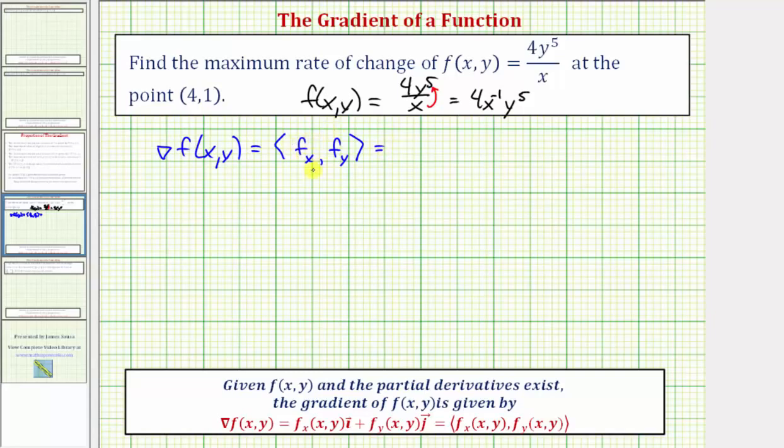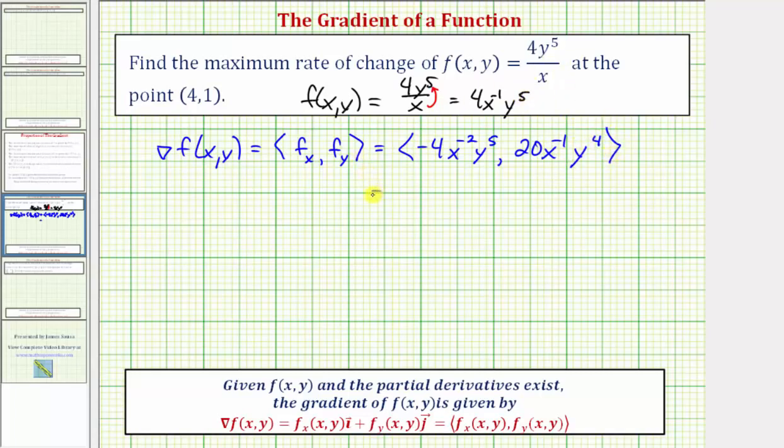So to find the partial of f with respect to x, we're going to differentiate 4x to the negative 1 y to the fifth with respect to x, treating y as a constant. So the partial derivative would be, we'd multiply by negative 1, so negative 4x to the power of, subtract 1 from the exponent, so that's negative 2, y to the fifth. And now to find the partial with respect to y, we'd differentiate with respect to y, treating x as a constant. So we'd multiply by 5, that'd be 20 x to the negative 1, subtract 1 from the exponent on y, which gives us y to the fourth.